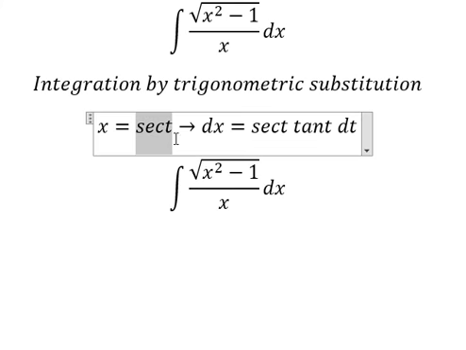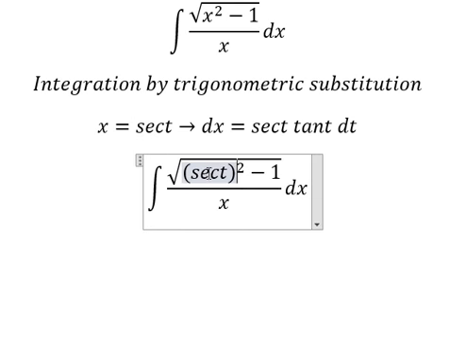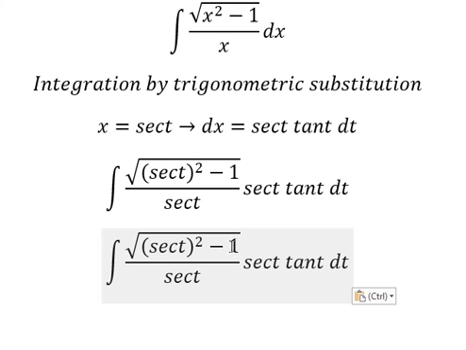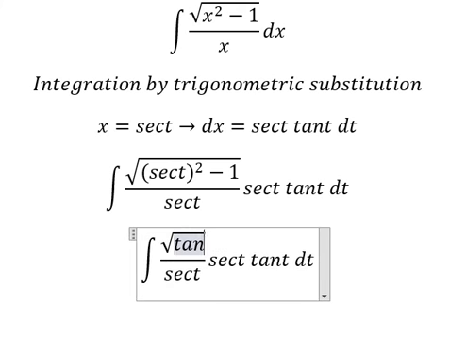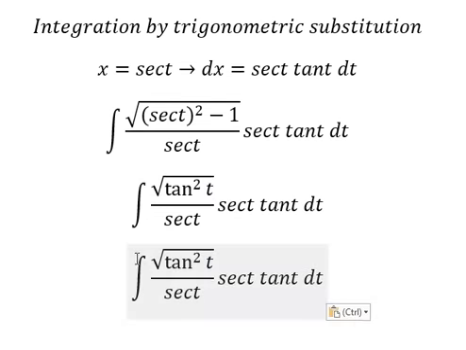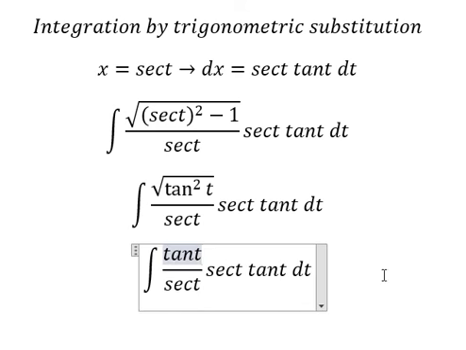So I will put this one here, and this one here. ds we change by this one. So this one we have tan t squared. The square root of tan t squared, we have tan t. Later we simplify secant of t in the numerator and denominator.